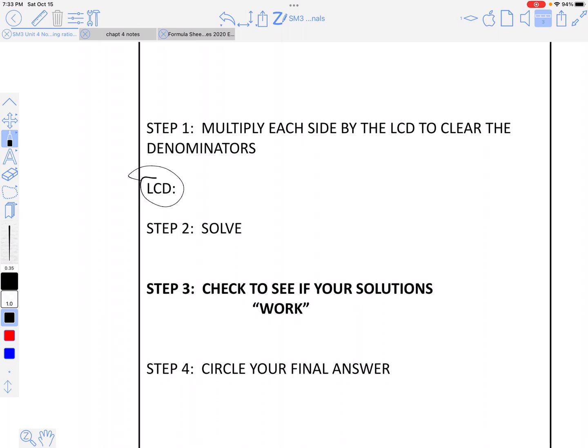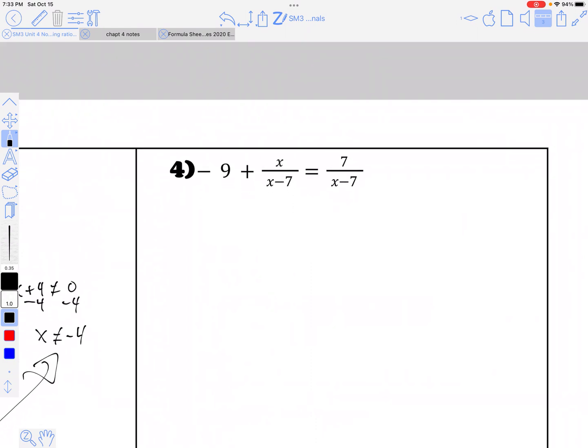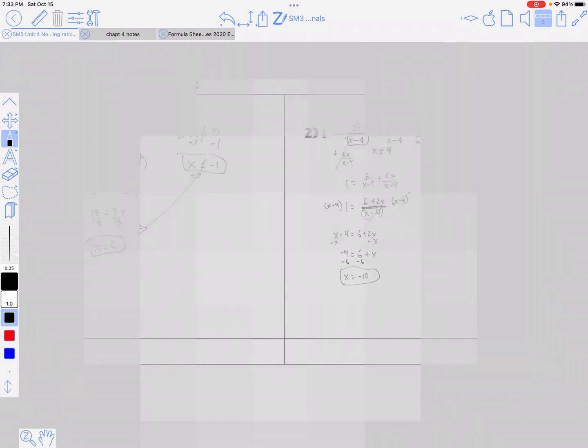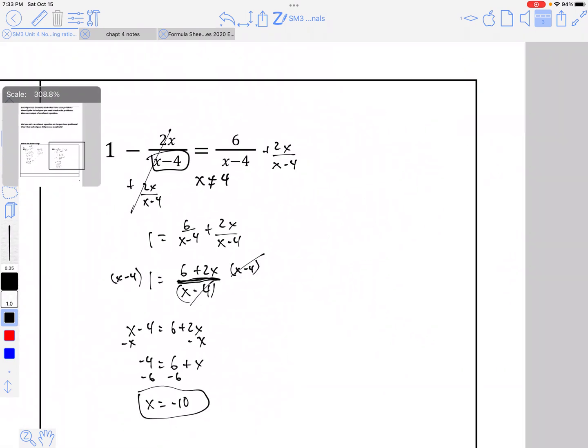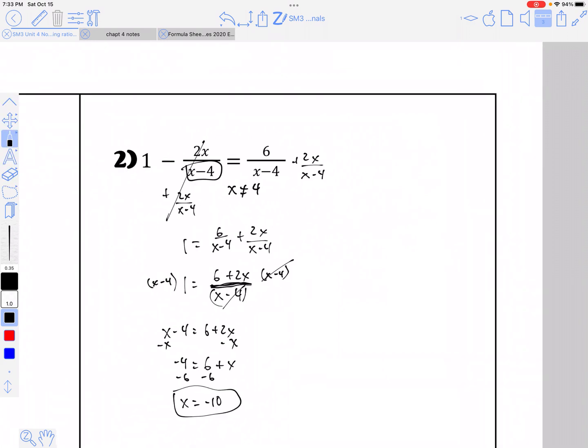So I didn't really check to see if they worked. I just checked them against the excluded value. You could check to see if they work by plugging in a value. But let me show you. Let's go back and do one we already did. This one over here: 1 minus 2x over x minus 4 equals 6 over x minus 4.